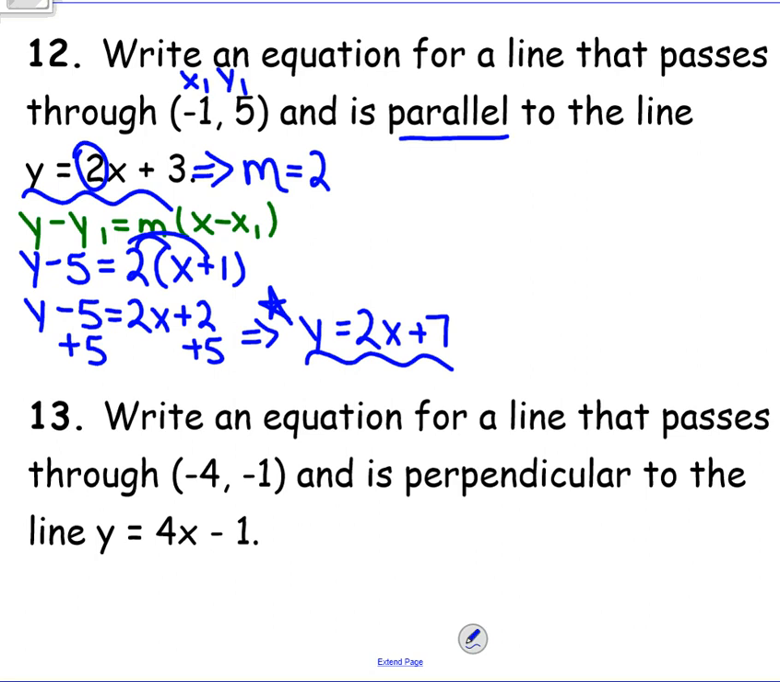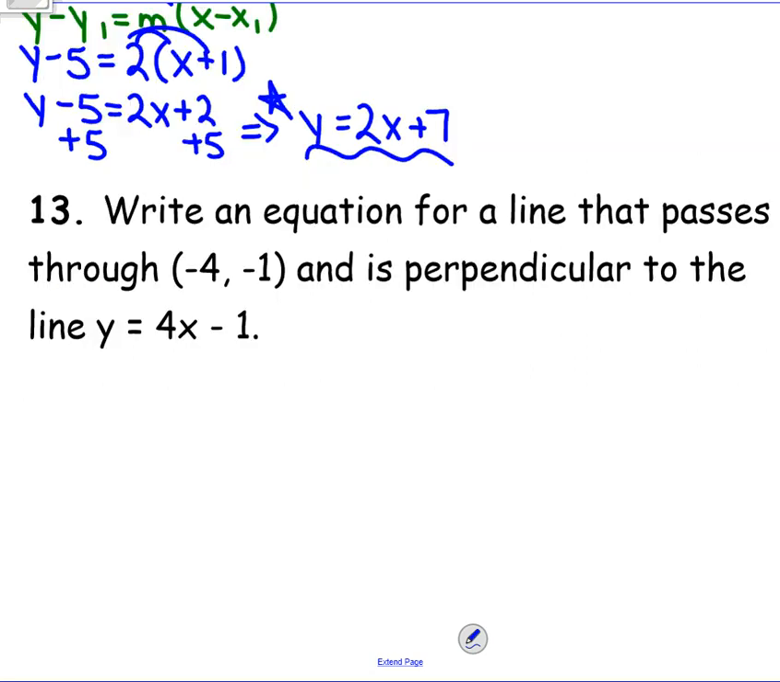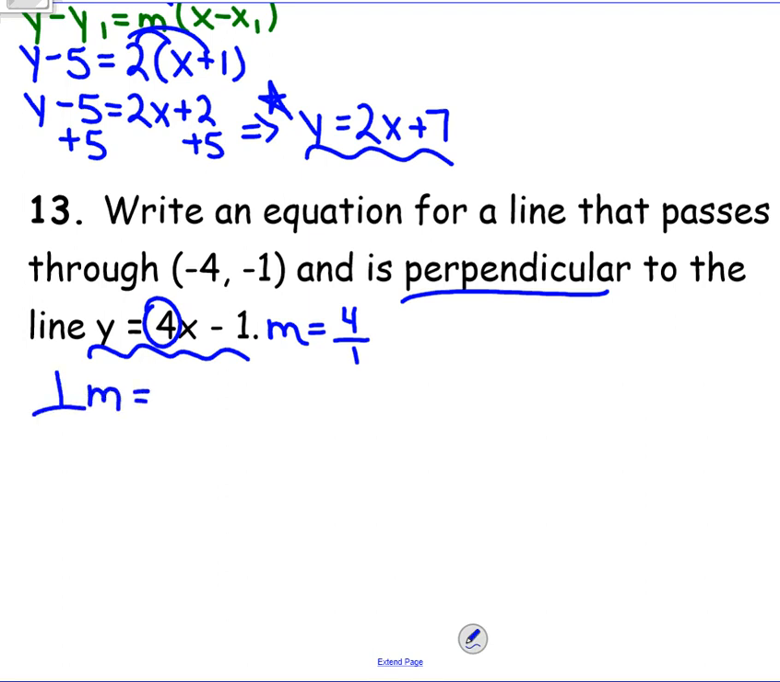And finally, look at this last one. There's a line also in slope-intercept form, but this time I want a line perpendicular to this line. So when I look at this slope and know that the slope is 4, I can call it 4 over 1. I'm going to work with the perpendicular slope, which should be the opposite reciprocal. So if 4 over 1 is positive, the perpendicular slope has to be negative. Then you need to switch the numerator and denominator around.